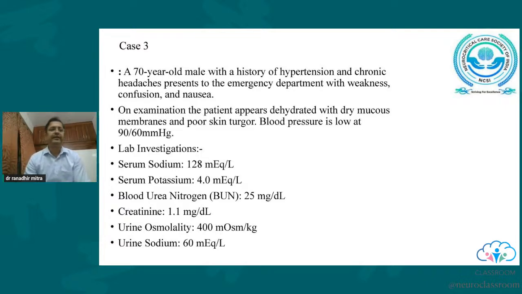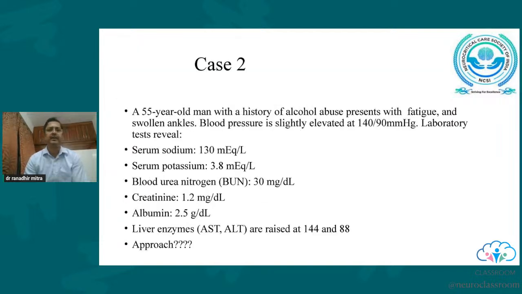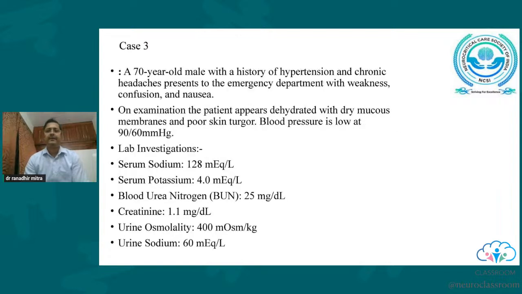So these are three different cases with different backgrounds. The first one has a history of heart failure, the second one has a history of alcohol abuse, and the third one has a history of hypertension and chronic headache. And all of them present with hyponatremia and symptoms of hyponatremia. So how are we going to approach all three cases?